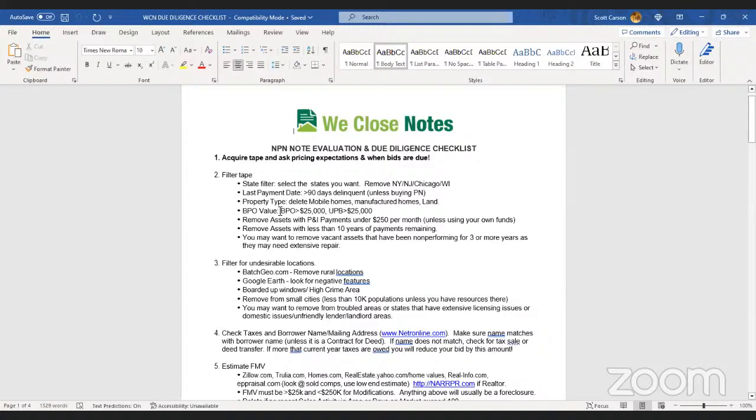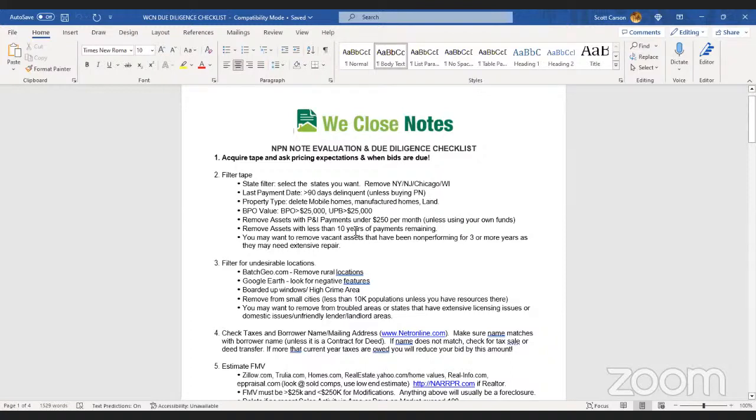If they've got a property type, get rid of mobile homes, manufactured homes, land. I get rid of that stuff. Okay, I'm going to look at the BPO values next. I want to make sure that my BPO values are greater than 25,000, and the unpaid balance is also greater than 25,000. I'm going to remove assets with P&I, principal and interest payments, below 250, unless you're using your own funds. If you're using somebody else's funds, you definitely want to be above that 250 per month.